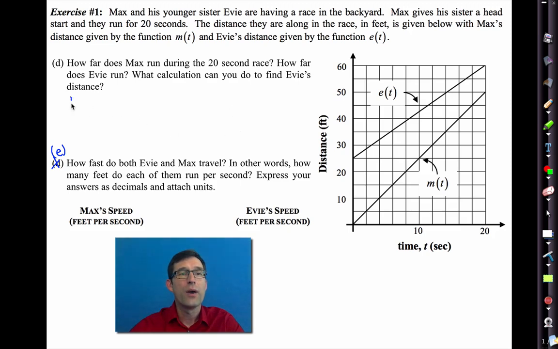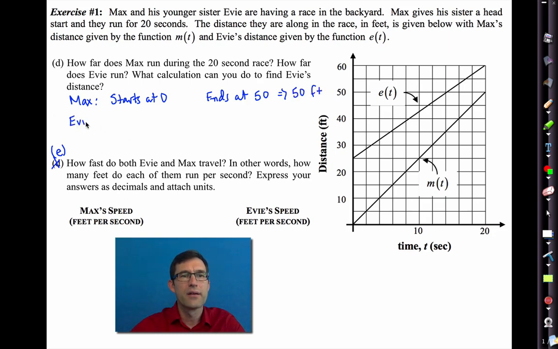All right. Well, let's just keep track. Max starts at 0, ends at 50, so he traveled 50 feet. Evie, on the other hand, she starts at 25 and she ends at 60.